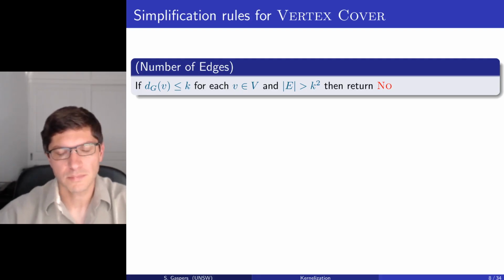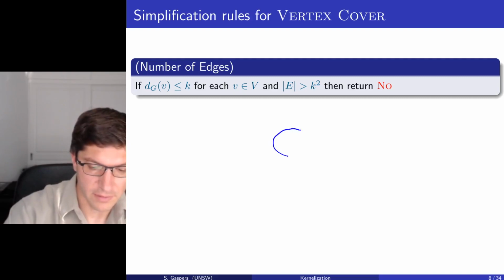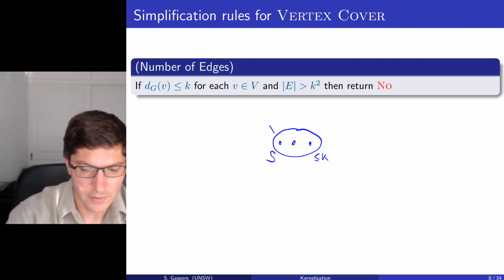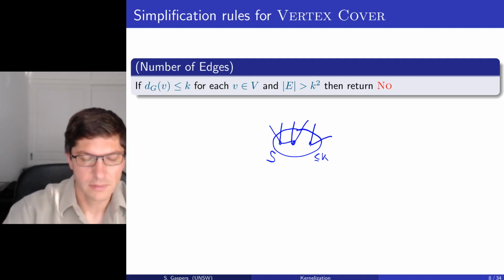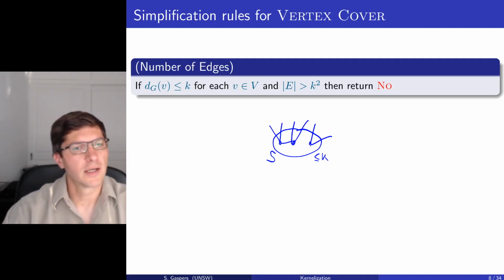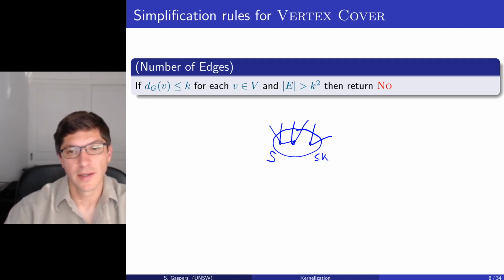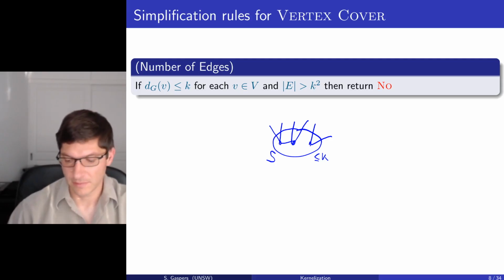Why is that? Well, imagine any vertex cover S of size at most k. So here we have a set S, and its size is at most k. And now each of these vertices has degree at most k. But then, since each of them can cover at most k edges, in total they can cover at most k squared edges. And if we still have more than k squared edges, then we know that we have a no instance.